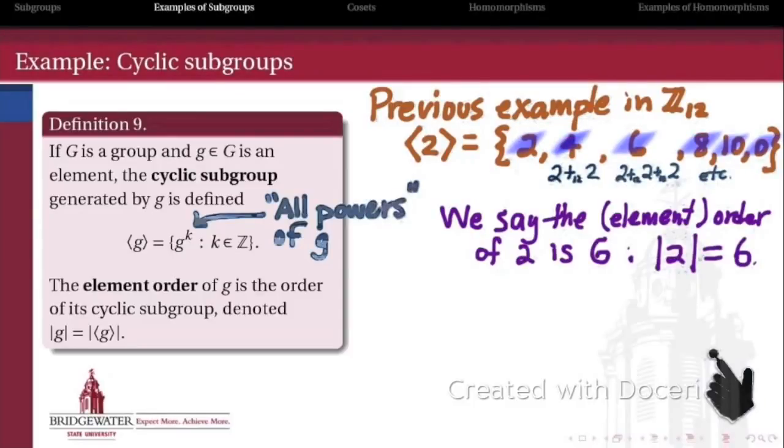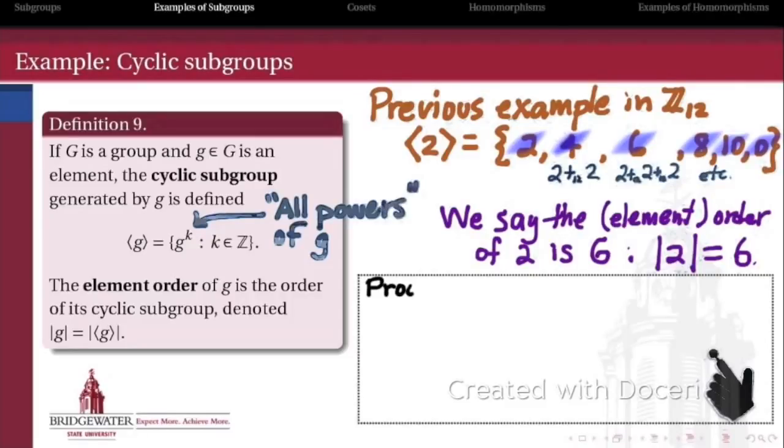It's both the smallest power for which the element raised to that power gives us the identity. It's also the number of elements that are in the cyclic subgroup. Those are two different ways of computing the order.